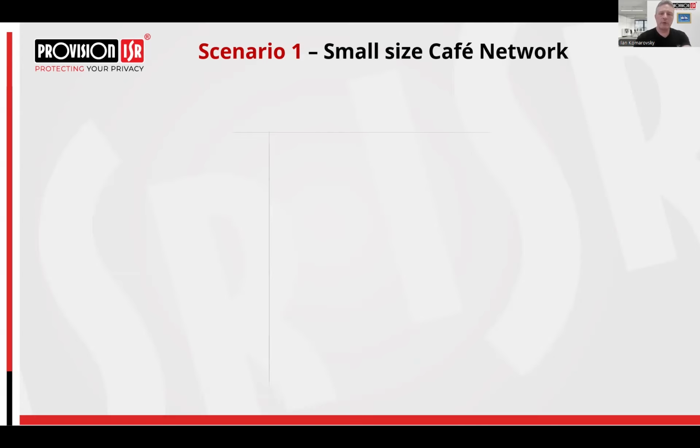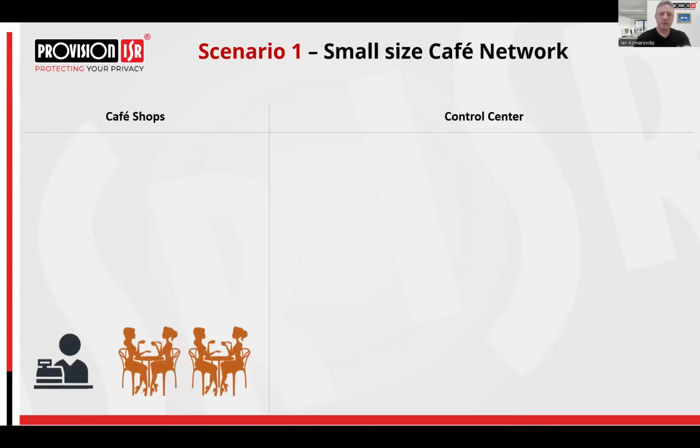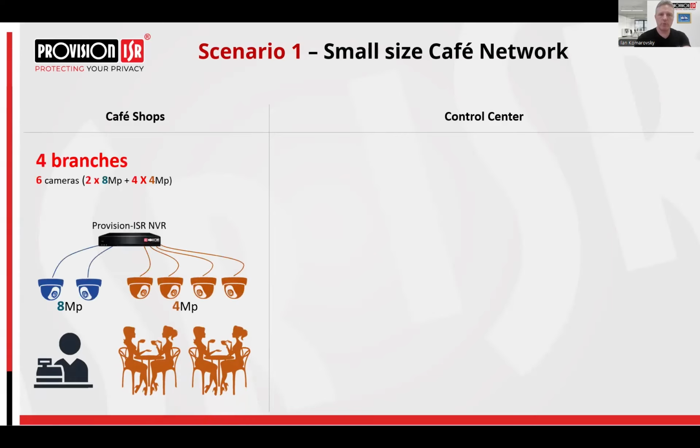Now, I want you to remember the next scenario. We are talking about a network of coffee shops, and we have four of those shops, four branches, and every shop has just a small NVR of 8 channels. In every site we have two cameras of 8 megapixels looking at the cashier, and four cameras of 4 megapixels overlooking the whole cafe. Okay, so this is the installation. We have four of those.